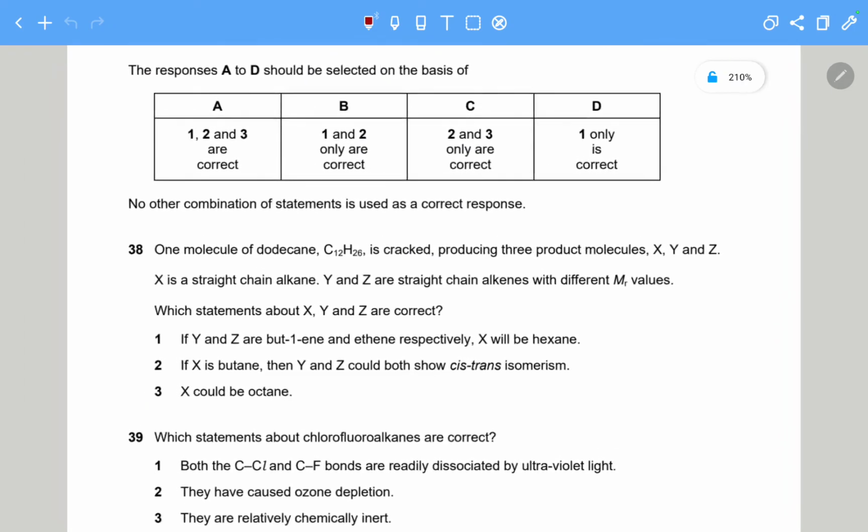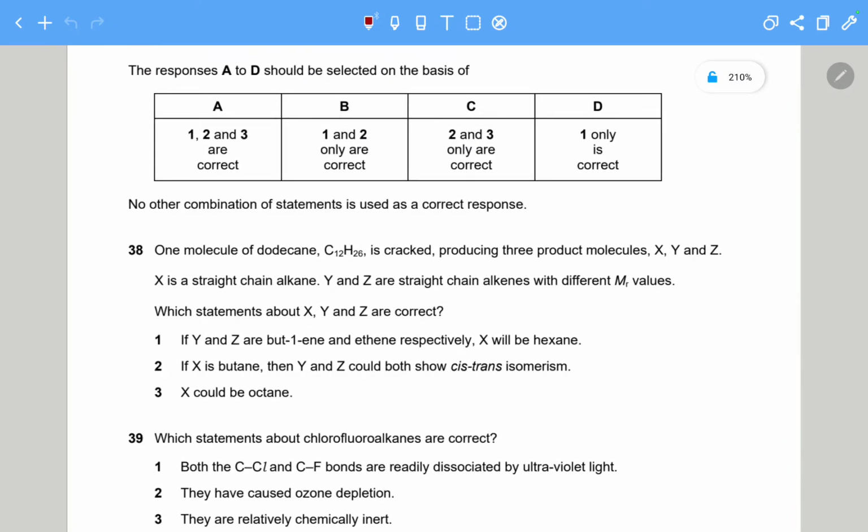The third last question: one molecule of dodecane, C12H26, is cracked producing 3 product molecules X, Y, and Z. X is a straight chain alkane, Y and Z are straight chain alkenes with different Mr values. Which statements about X, Y, and Z are correct?